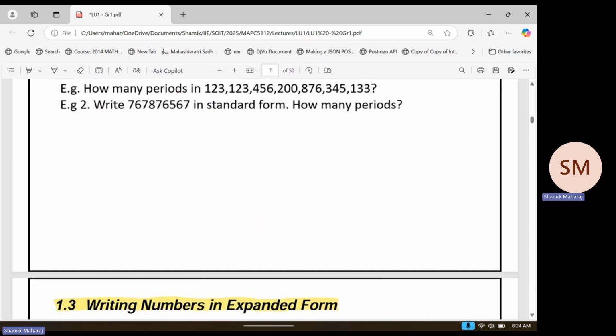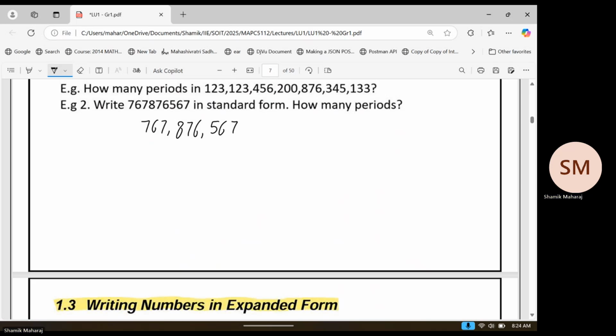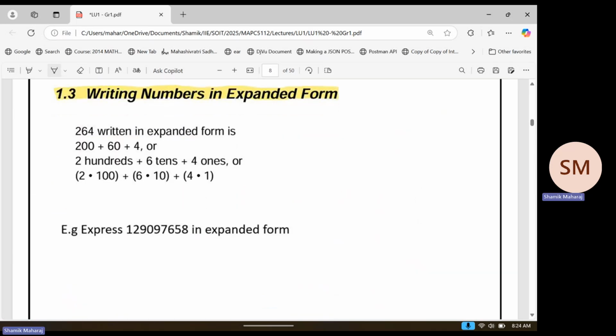The second example says write the number in standard form and how many periods. Let me just do that one. It's quite straightforward. Someone gave an answer already. 3. All right, let me check for myself. You guys are stressing me out a little bit. 7, 6, 7, 8, 7, 6, 5, 6, 7. All right, you guys agree with that? So that's standard form, 3 periods, 3 groups of 3. Okay, questions? All good. So that's that.